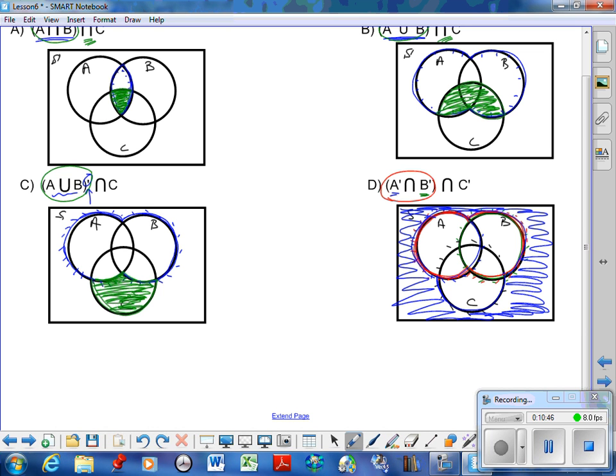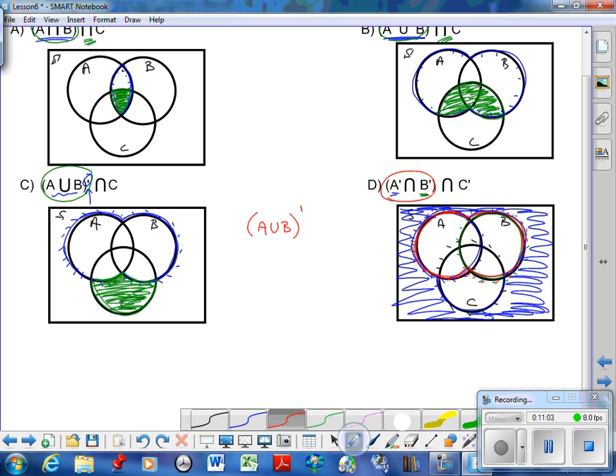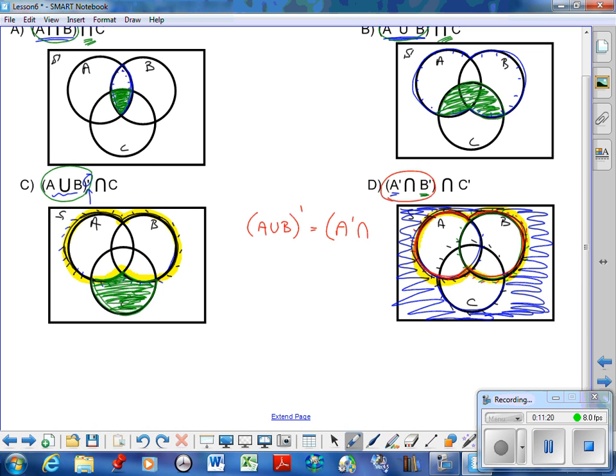Now the one thing I want you to note here, if we're looking at the two side by side: in C part we did the complement of A union B, and it was everything outside of the circles A and B. You don't draw any more on yours here. When I did this one over here, D part, it was the same thing. It was everything outside of A and B. So what's kind of neat about this notation is that these are actually equal.